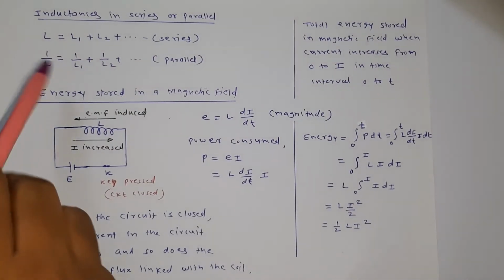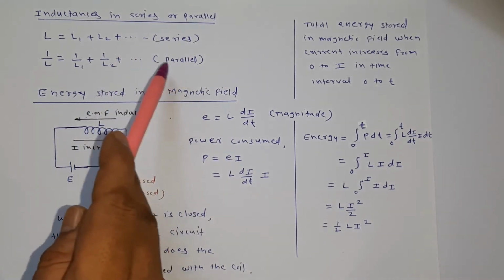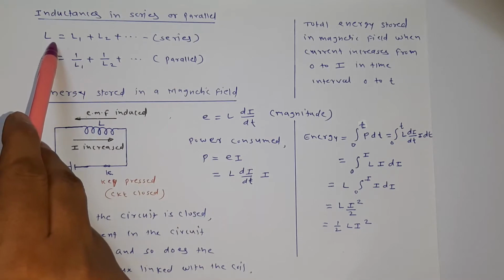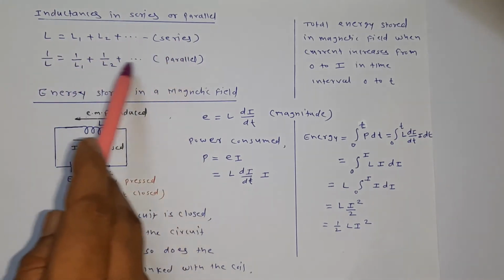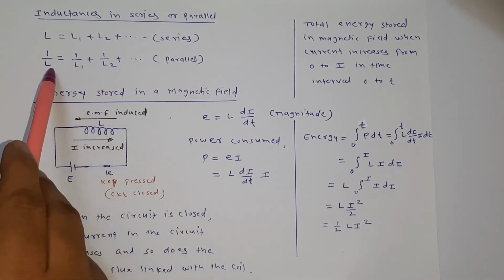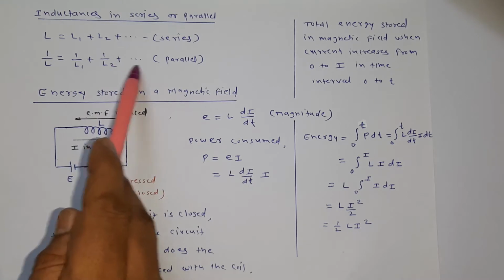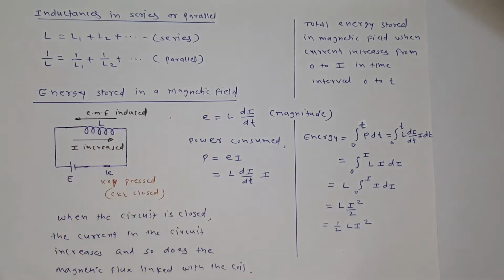Next part, inductance in series and parallel, more or less the same as resistance. When inductances are connected in series, the effective series combination is equal to L1 plus L2 and so on. In parallel combination, 1 upon L is equal to 1 upon L1 plus 1 upon L2 plus 1 upon L3 and so on. Energy stored in a magnetic field.